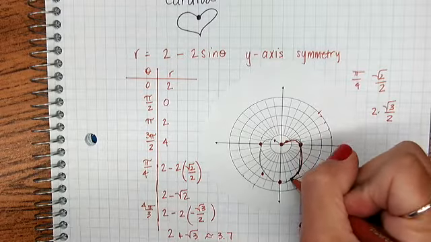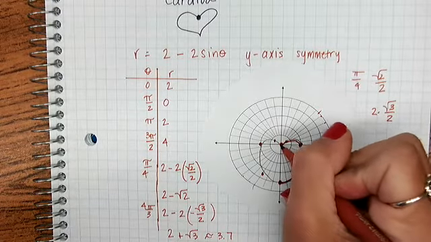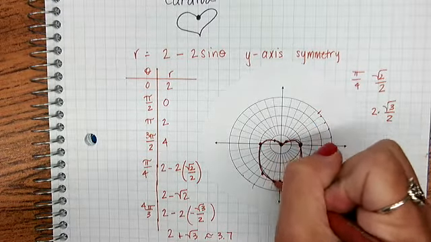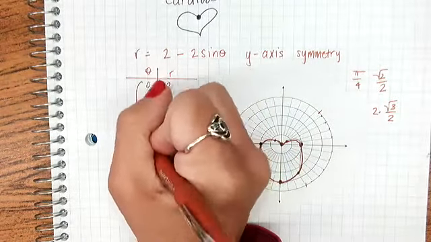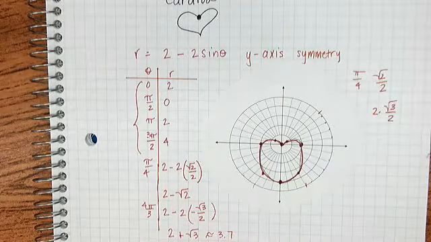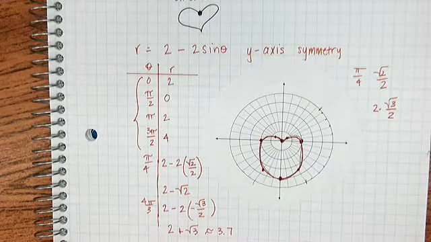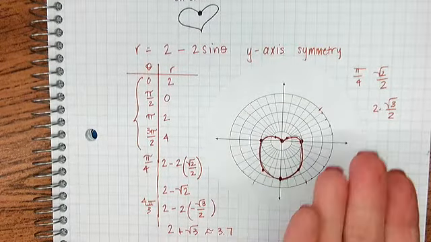How many points do you need? You should have, like I said, the four main coordinates, which are 0, pi over 2, pi, 3 pi over 2. So you should have these. And then you should plug in at least 2 other points. So this is your heart. Notice that it is symmetric over the y-axis.